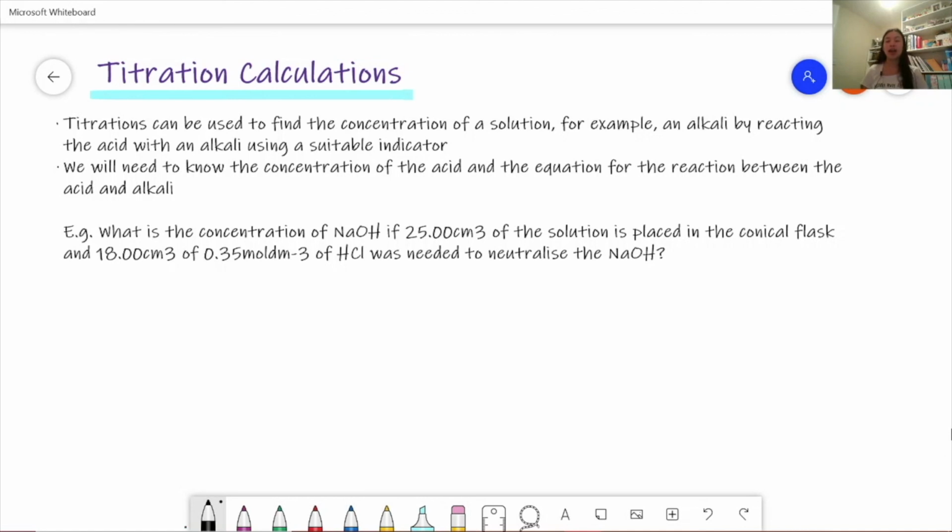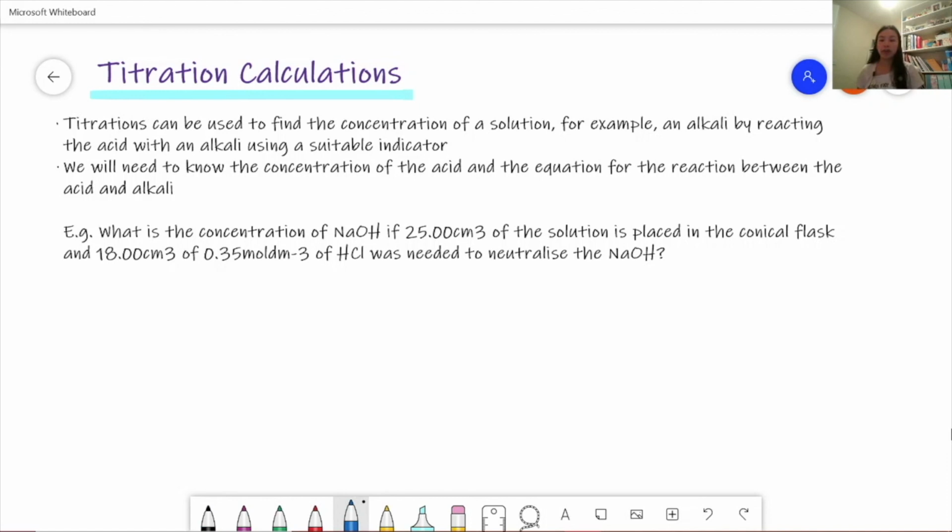But we're just going to look at how to calculate the concentration of a solution, so the unknown concentration, from the concentration of the other solution. So in this case, it's going to be an acid, and using the equation. So our example is, what is the concentration of sodium hydroxide if 25 centimeters cubed of the solution is placed in the conical flask and 18 centimeters cubed of 0.35 moles per decimeters cubed was needed to neutralize the sodium hydroxide? So the first thing we can do is write out the equation.